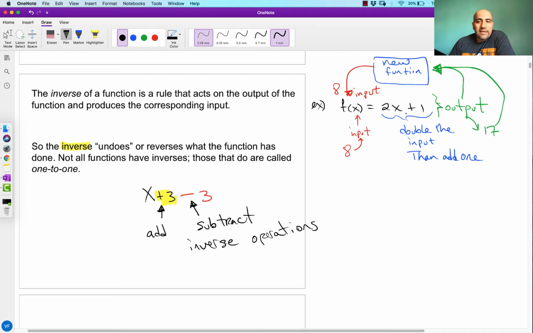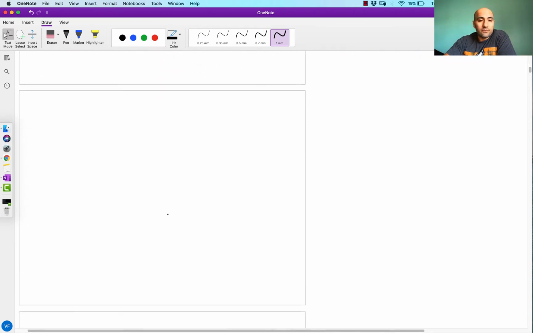So the first task is to determine when a function qualifies to have one of these inverse functions exist, right? Not all functions have inverse functions. Those that do are called one-to-one. In order for a function to have an inverse function, to be deemed worthy of having one, it must be a one-to-one function. So let's talk about that. What does that mean? What is a one-to-one function? How do we know if something is a one-to-one function?